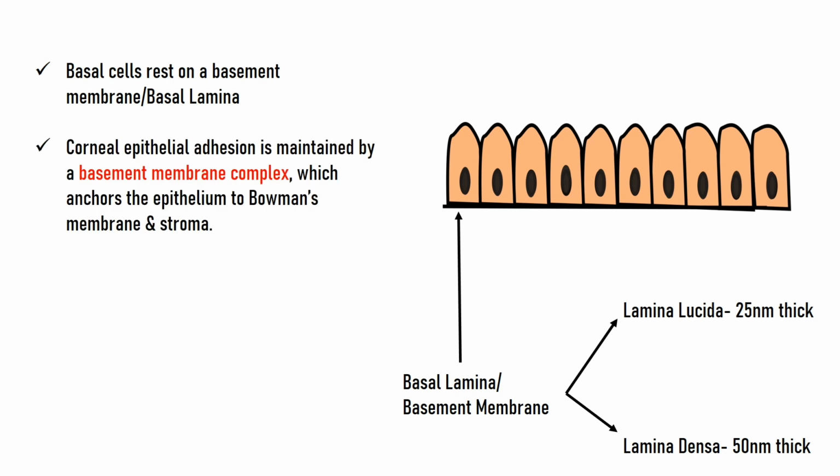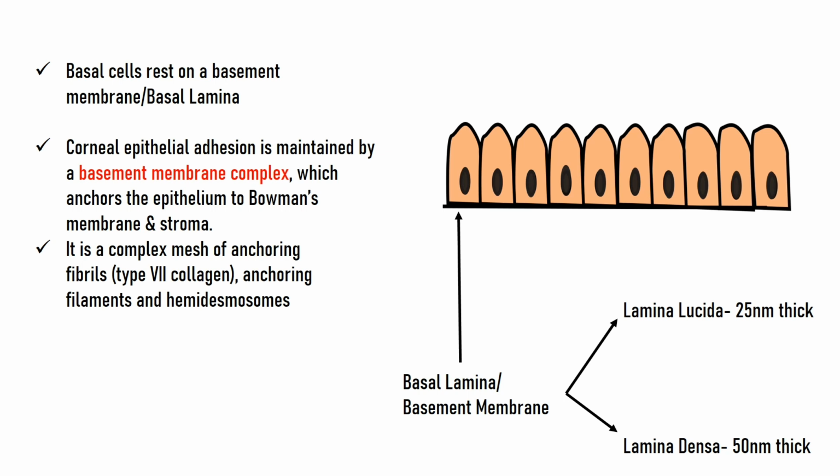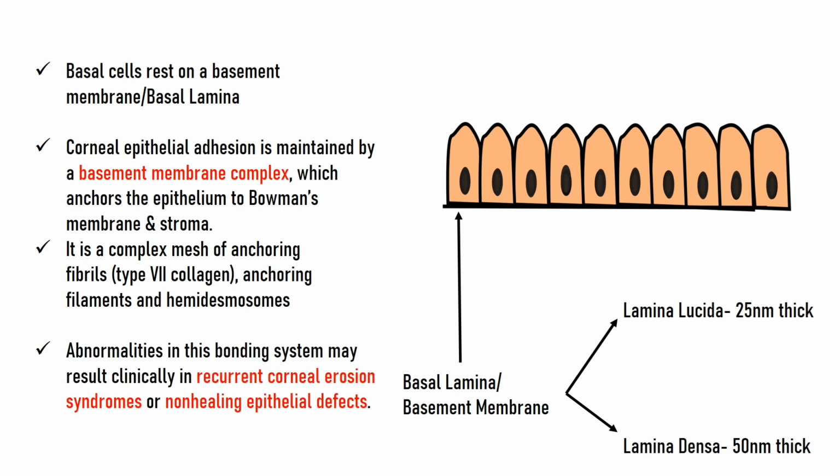Corneal epithelial adhesion to the underlying layers of cornea is maintained by a basement membrane complex which anchors the epithelium to Bowman's membrane and stroma. This basement membrane complex is a meshwork of anchoring fibrils made up of type 7 collagen, anchoring filaments, and hemidesmosomes. Abnormalities in this bonding system may give rise to recurrent corneal erosions and non-healing epithelial defects.